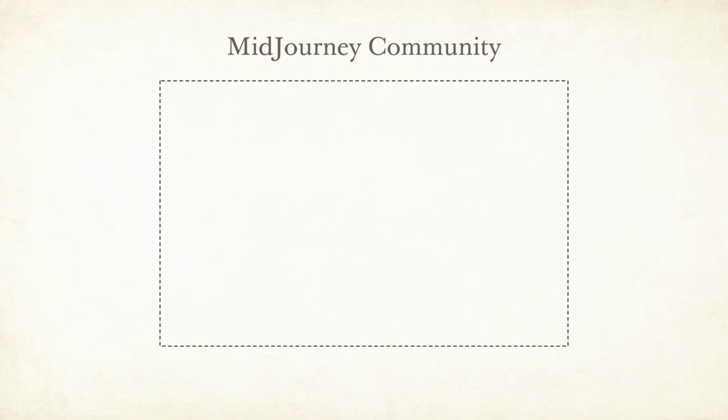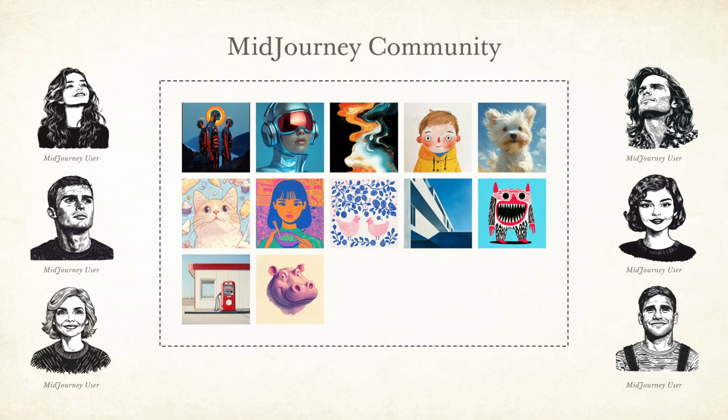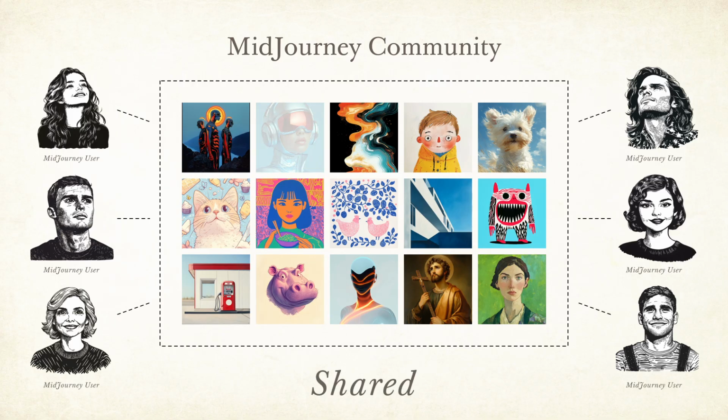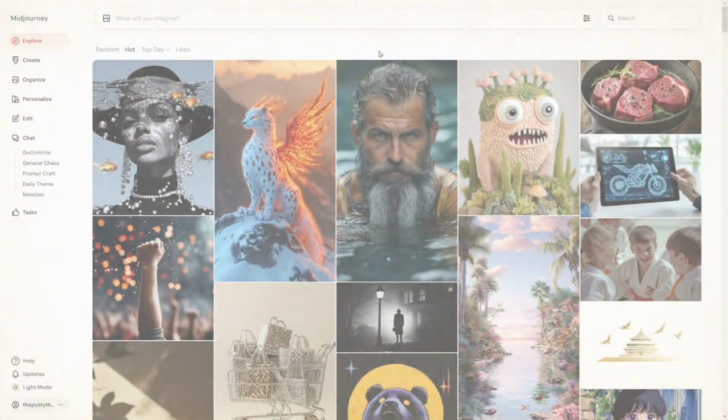MidJourney is an open community. You make things and they're shared with the whole community. Although you can hide things if you don't want them shared, by default it's shared with the community. What this means is that you can see everyone's images and how they're made. How do you do that, you ask?